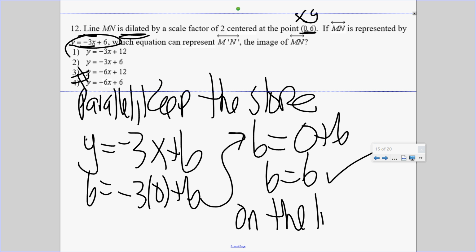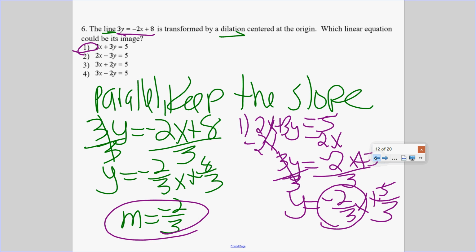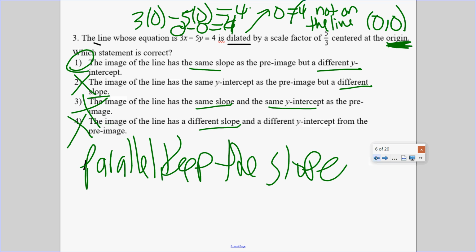On the line. Same B, same M, same equation. If the center is on the line, it's the same. Now, you might be thinking, well, what if it's not the origin and it's not on the line? Well, we did that yesterday. That's where you'd have to use the graph to find the y-intercept, but usually they're just going to ask you something like this, where you're going to see if it's on the line, and you're going to say if it has the same y-intercept or a different y-intercept.